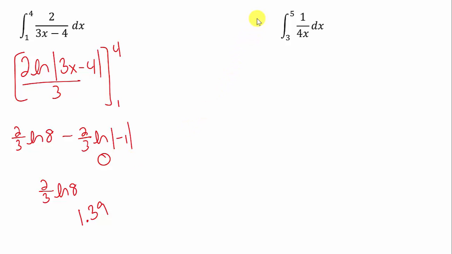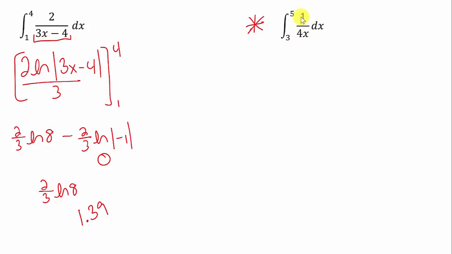Okay, I want to look at this last problem, and this one, I want you to make a note or a star on your notes. This is the one that is going to get people on a test. Because notice the bottom does not have a 4x plus or minus something. It does not look like this bottom here. So this is just 4 times x.